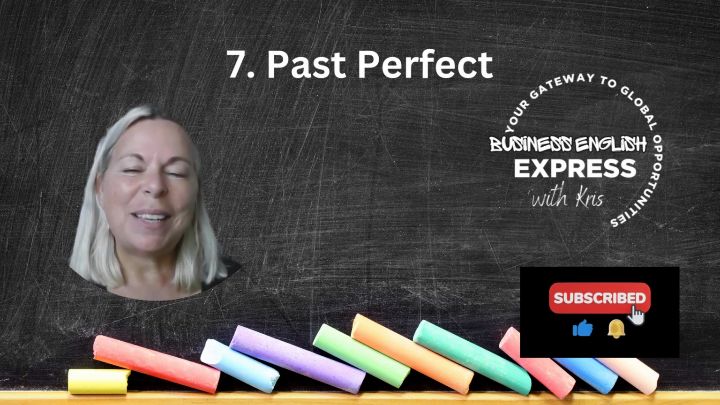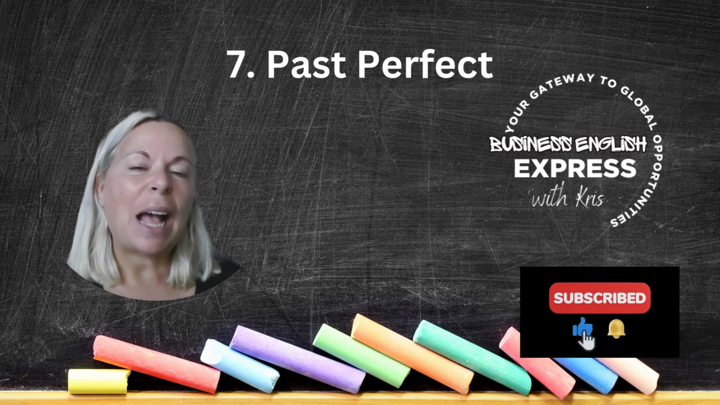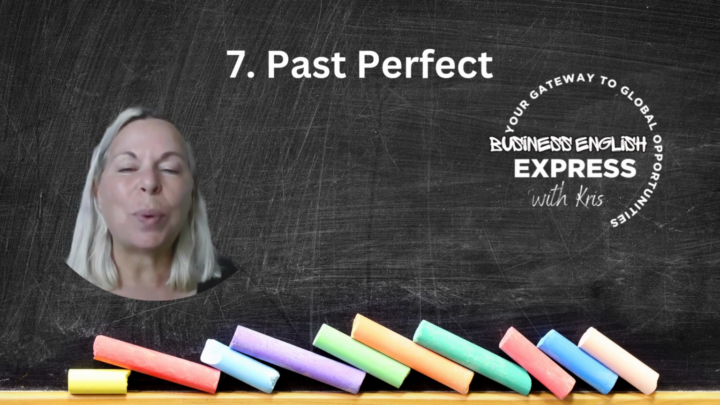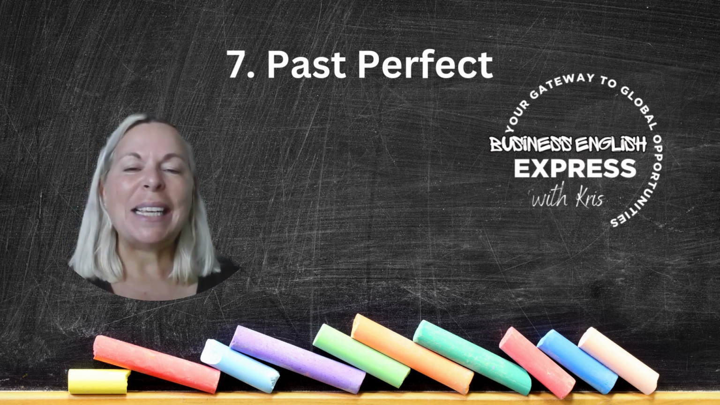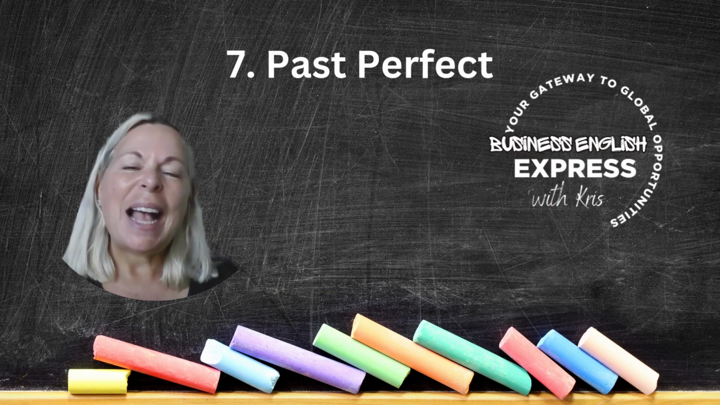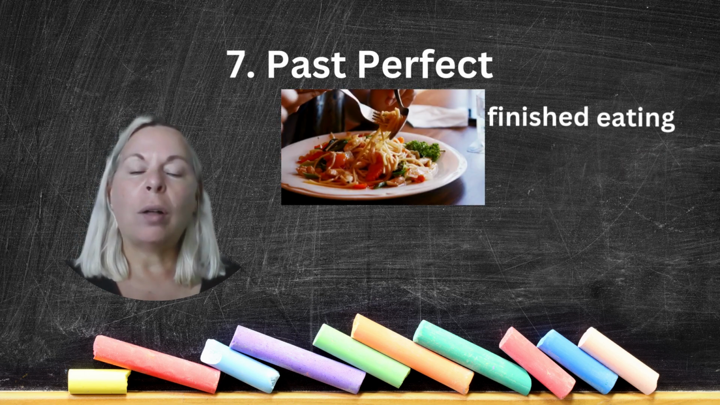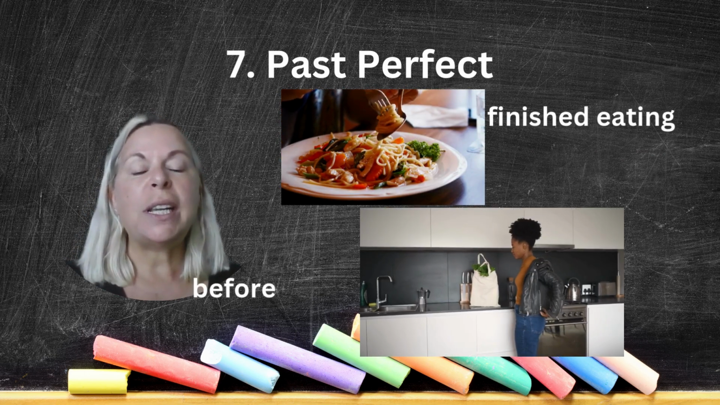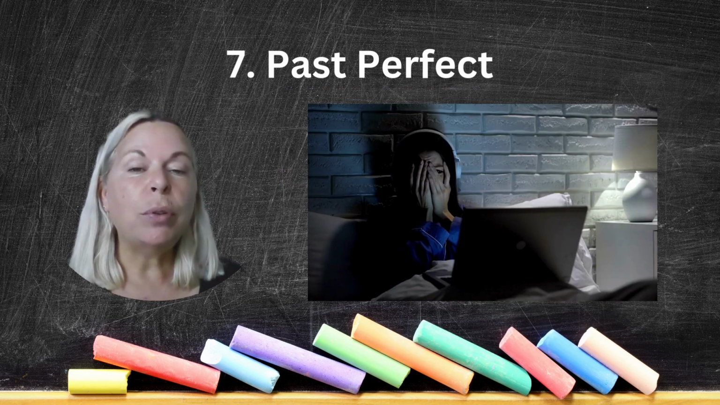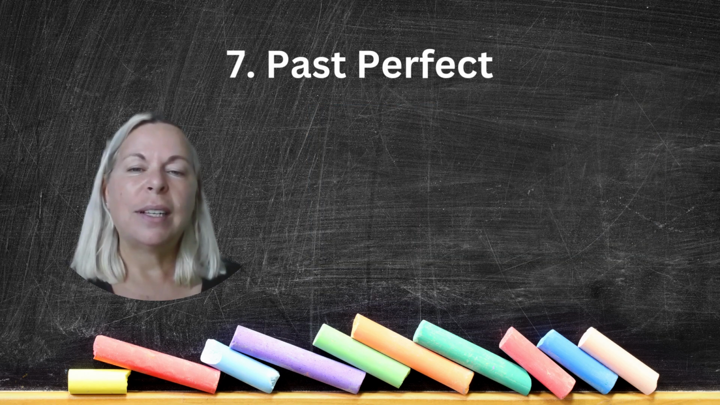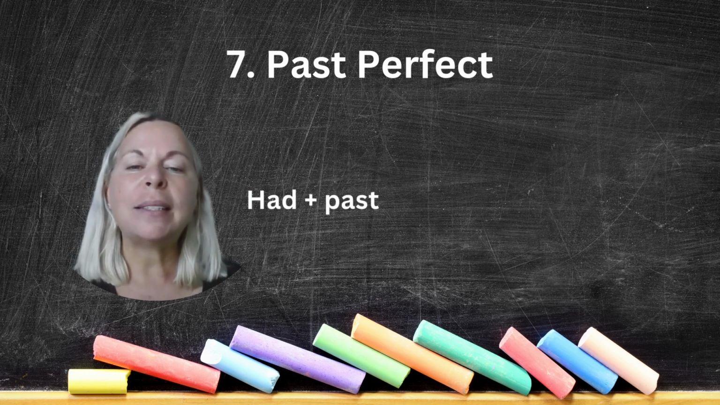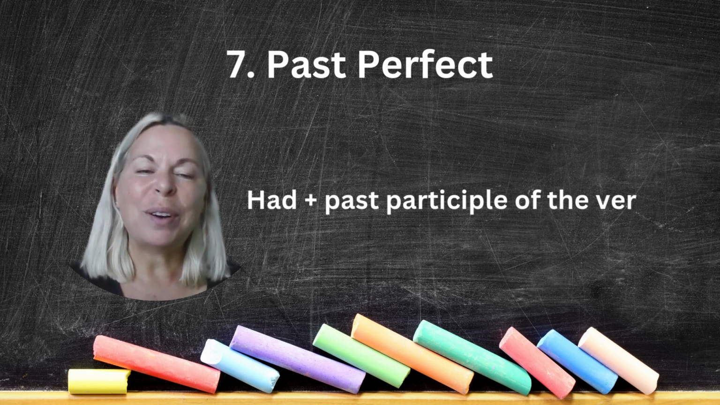Past perfect. If you're talking about an action that happened before another action in the past, the past perfect is what you need. It's like saying this happened first and then something else happened after. As an example, I had already eaten when she arrived. Or she had never seen a movie like that before. To form it, you use had plus the past participle of the verb.